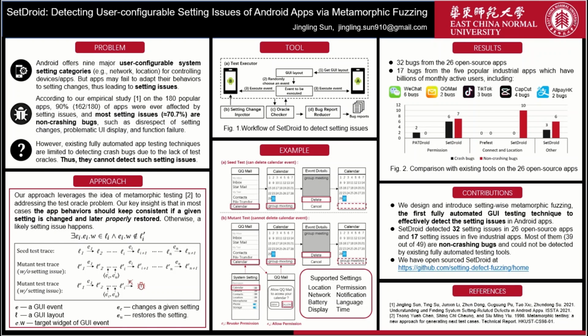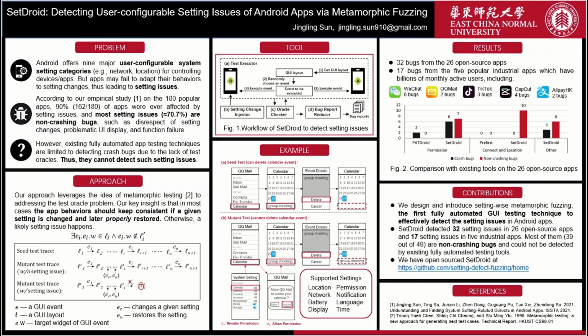Formally, the oracle checking rule is defined as: if there exists one GUI event EI, and its target widget cannot be located on the corresponding layout LI prime of the mutant test, then a likely setting issue is found.